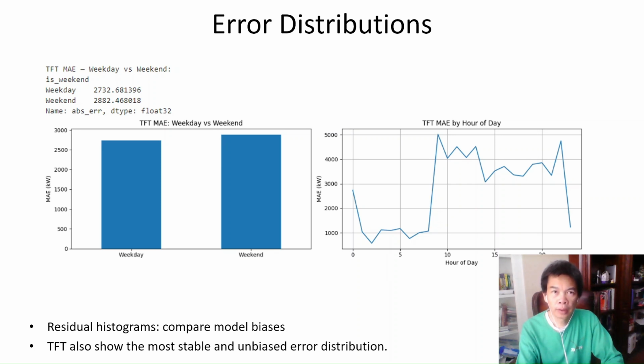The plot on the right shows the MAE across 24 hours. We can see the lowest error occurs between midnight and 7 a.m., when the load patterns are the most stable, and then there is a sharp increase around 8 to 9 a.m. and it slowly stabilizes, going down until 10 at night, when it goes down significantly. So from here we can see that the TFT has the most stable and unbiased error distribution.